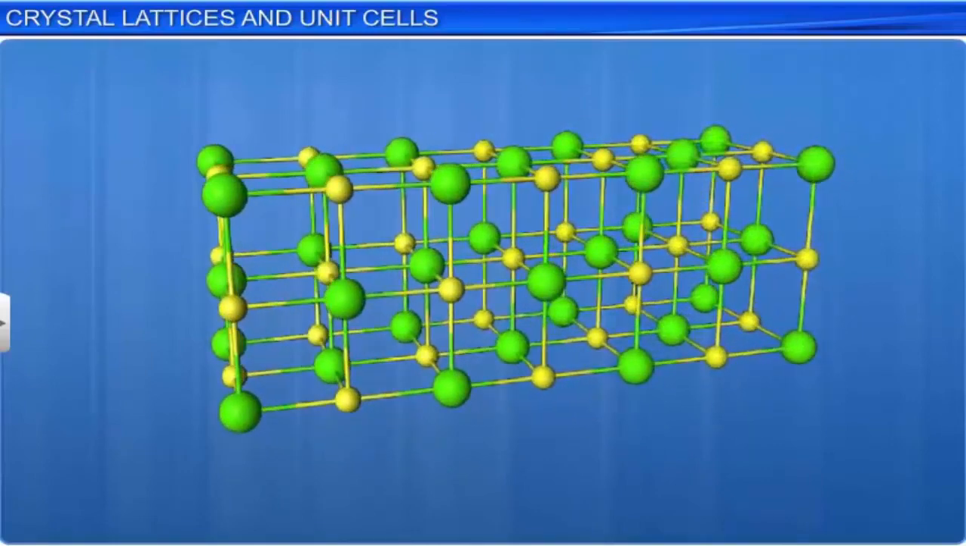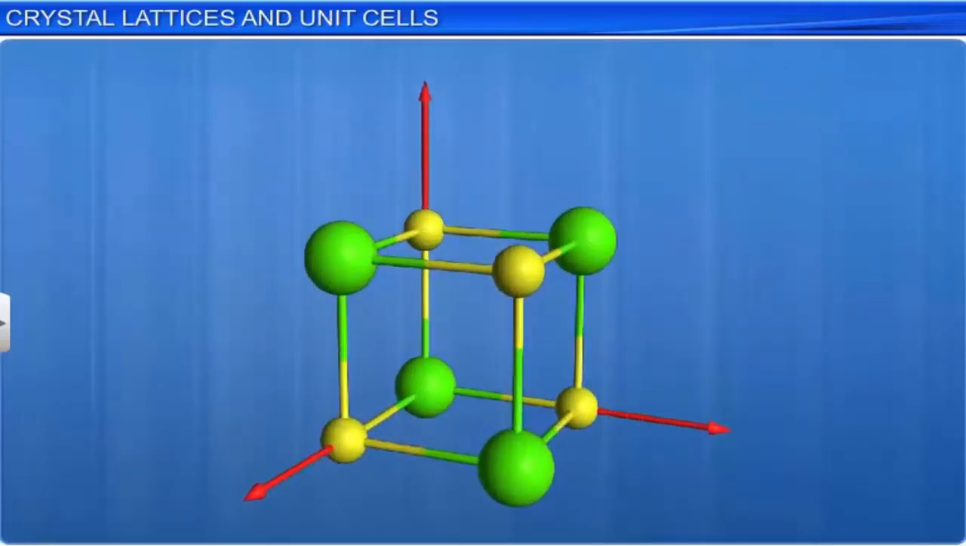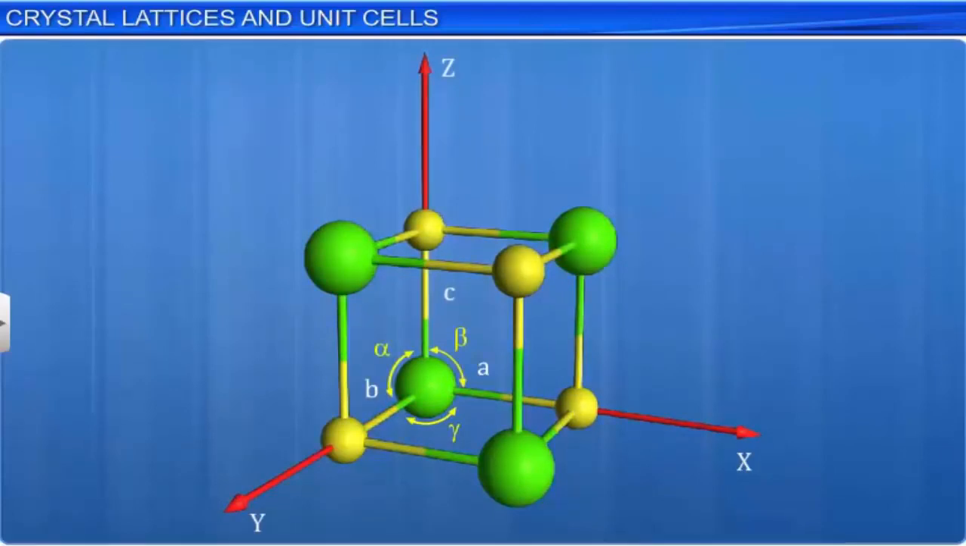A unit cell is characterized by distances a, b, and c along three edges, and angles alpha, beta, and gamma between pairs of edges. Alpha is the angle between edges b and c. Beta is the angle between edges c and a, while gamma is the angle between edges a and b, as shown here. Edges a, b, and c may or may not be perpendicular to each other.